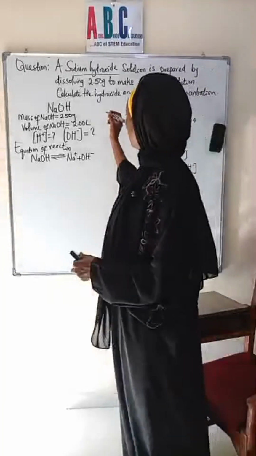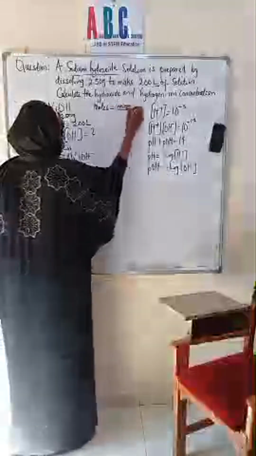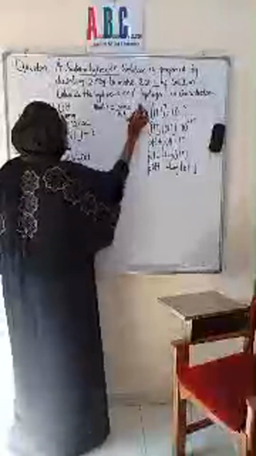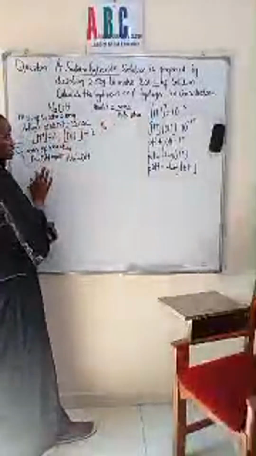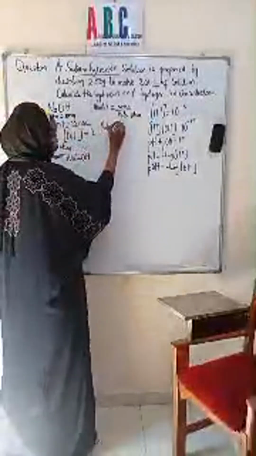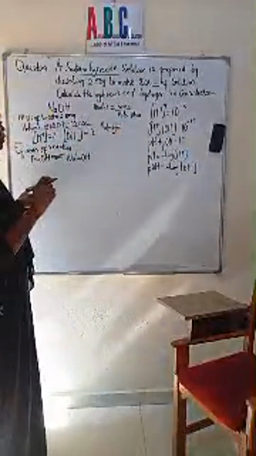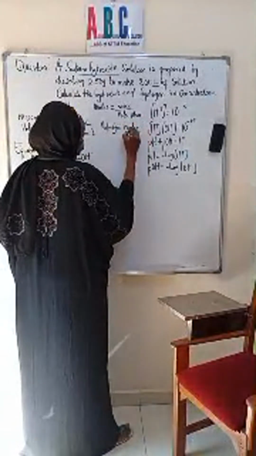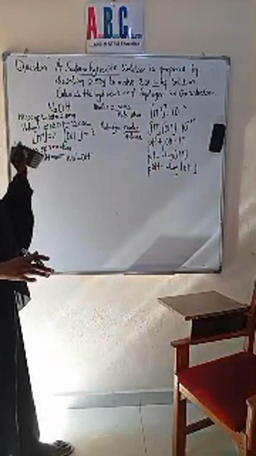So let's write some formulas here. You know that moles is given as mass divided by molar mass, right? So we're going to use this formula here, and also we don't have the molarity in this question given. So to get the molarity, it is going to be the moles divided by the volume. So with all of these formulas we have stated here, we'll be able to solve this question.